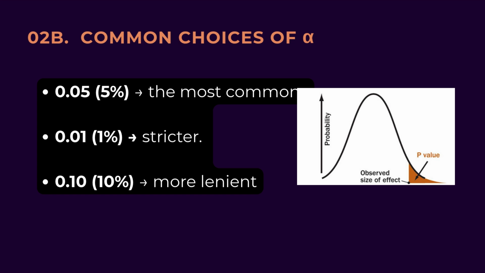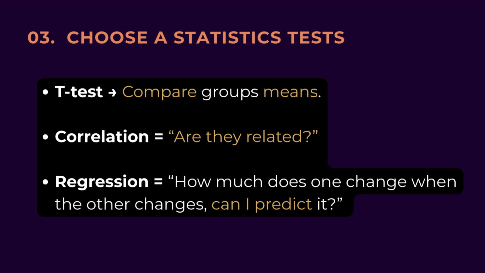In high-stakes fields like medicine, researchers often use 0.01 or 1% to be extra cautious. In exploratory studies, sometimes 0.1 or 10% is acceptable, because missing a possible effect is considered worse than a false alarm. Step 3. Choose a statistical test.